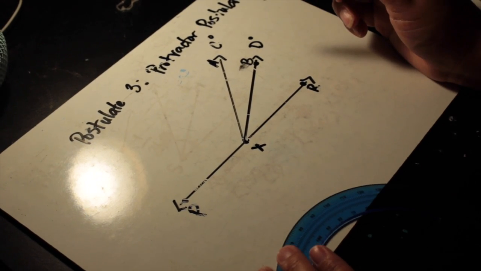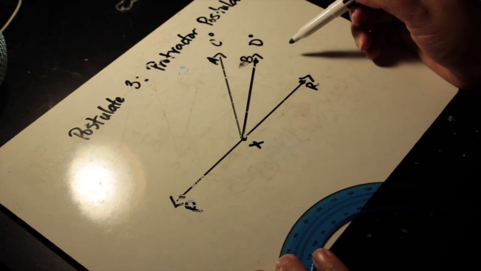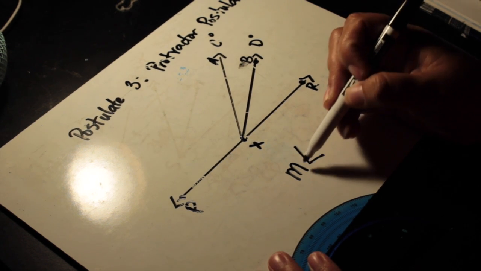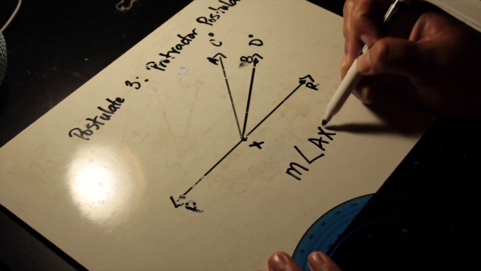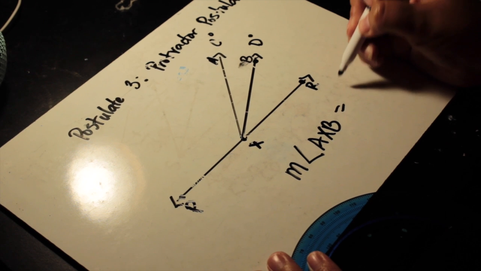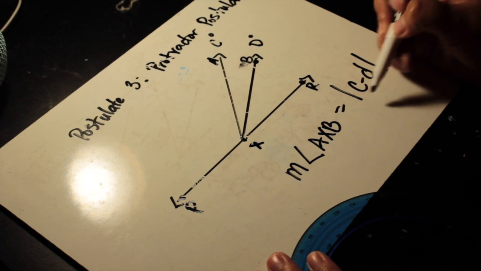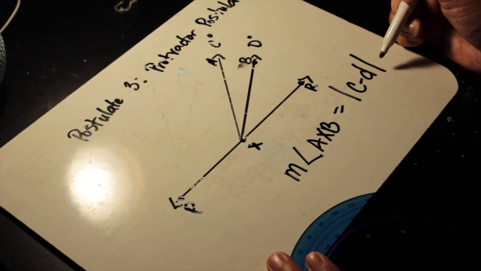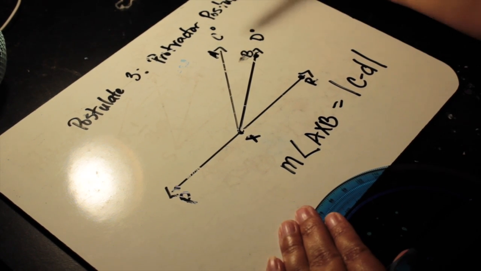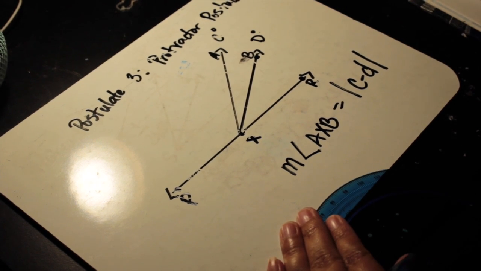Then what we're going to do is, if it's paired with a number D, then the measurement, remember m means measurement, of angle AXB is equal to the absolute value of C minus D. So the measurement of AXB would be the difference between the degrees C and the degrees D. Okay, so let's look at that.